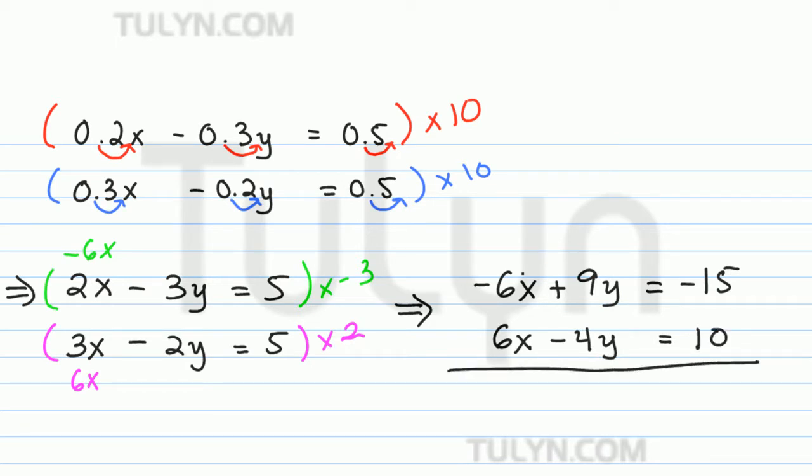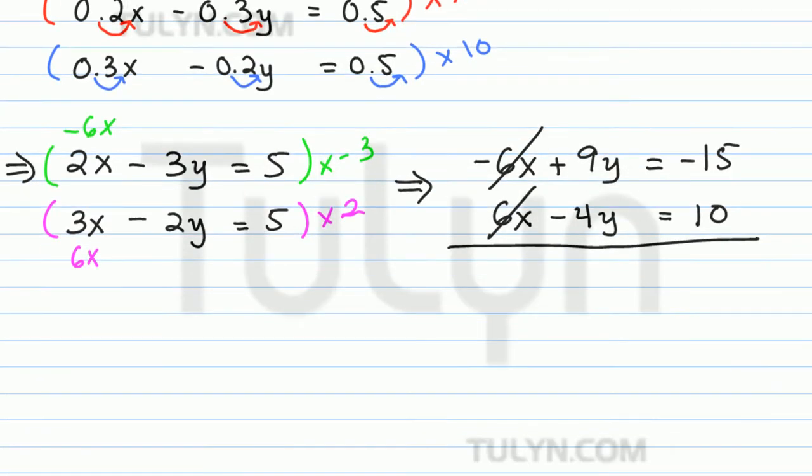So now, the x's, when you add them together, they just give you 0, which means they cancel out. And for the y's, 9y minus 4y is going to give us positive 5y. And then minus 15 plus 10 is going to give us minus 5. So dividing both sides by 5, y is equal to negative 1.